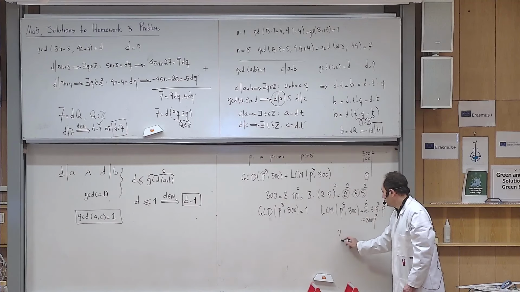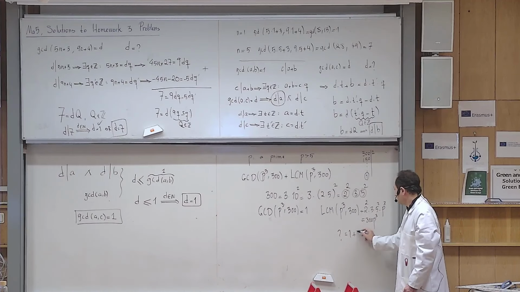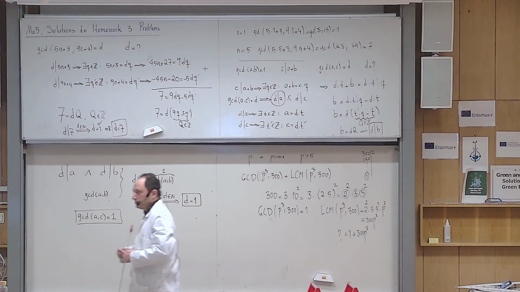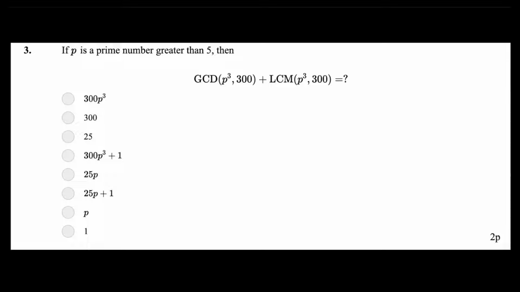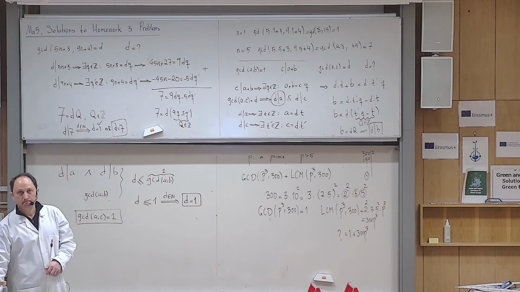So the question mark is GCD, which is 1, plus LCM, which is 300 p cubed. Yes? And that is which option? Yes, that is this option that you see here. Okay, any questions? Good.